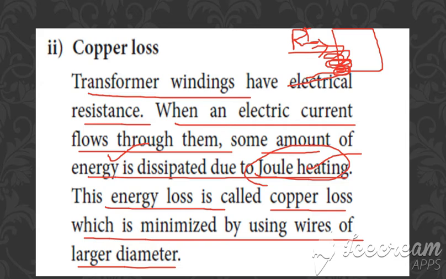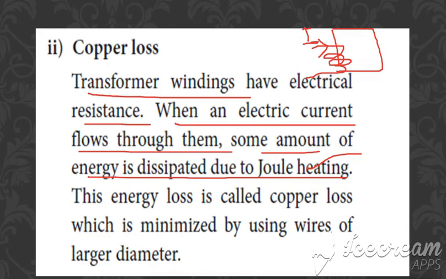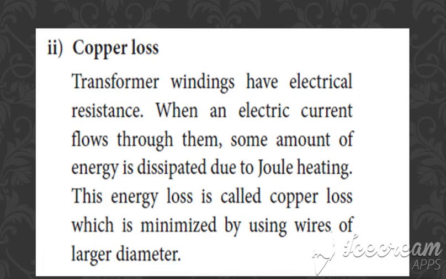The transformer winding has some resistance, and when an electric current flows through it, energy is lost in the form of joule heating. This energy is called copper loss. It can be minimized by using wires of large diameter.